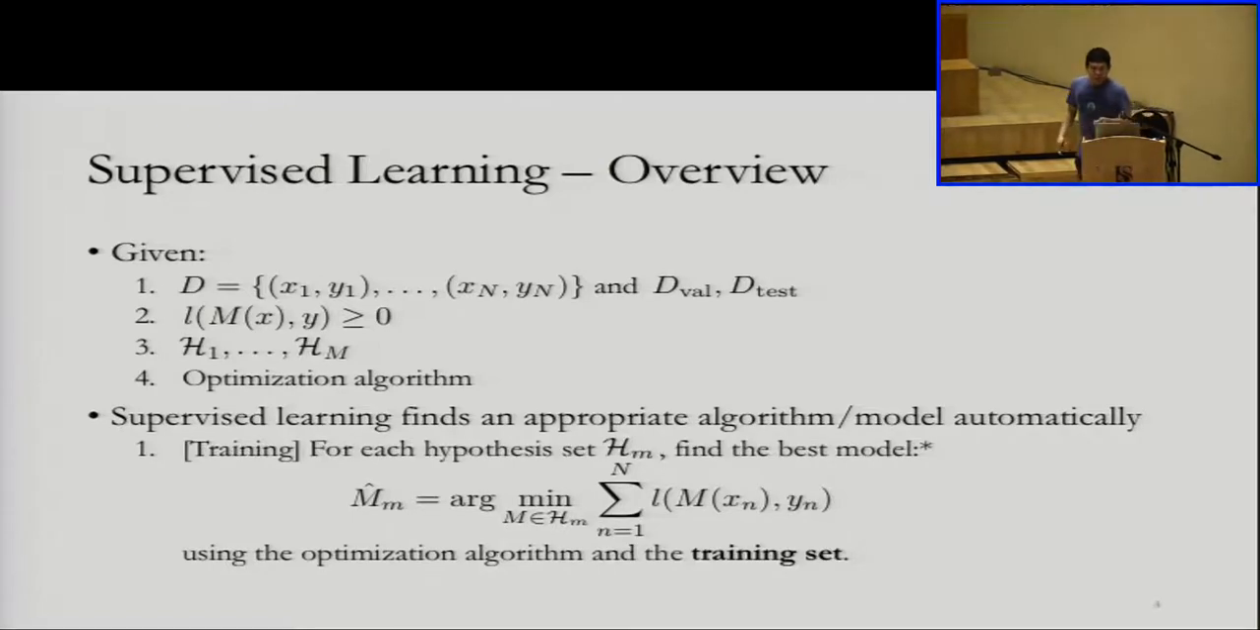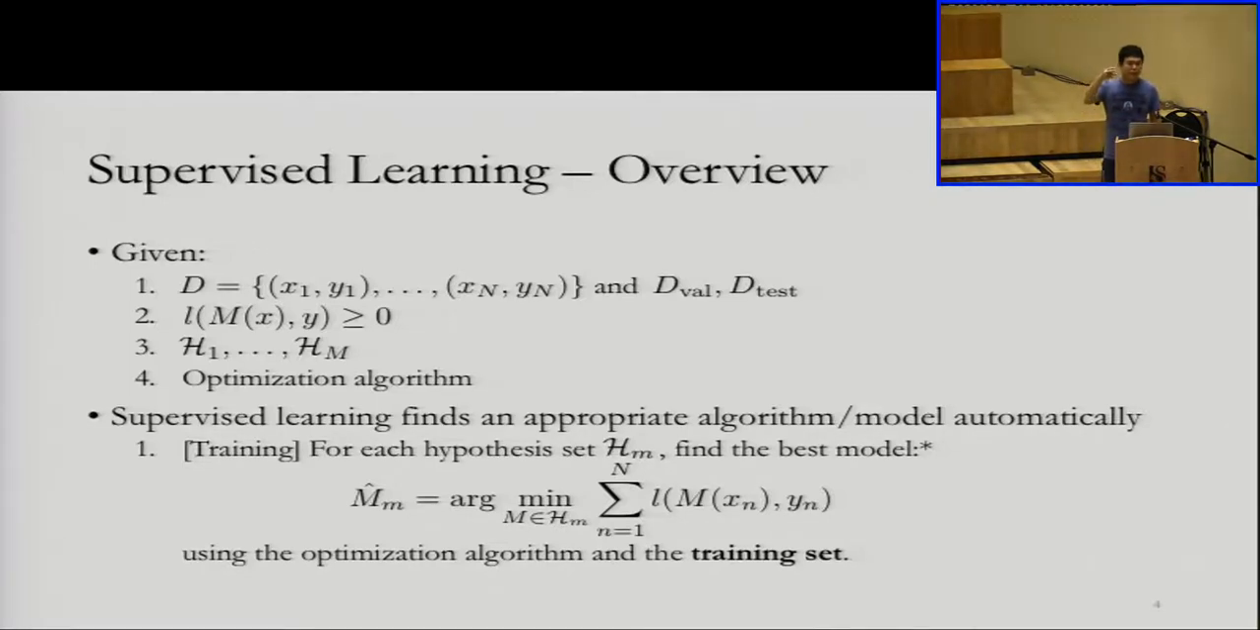Now, this is done based on the training set. So we had the three sets, right? One training set, validation set, and the test set. We're going to use the training set. So this allows us to find one model within the hypothesis set that's going to solve the problem as well as possible.